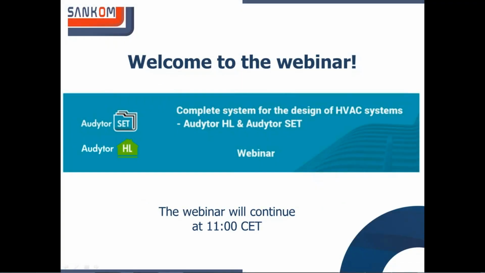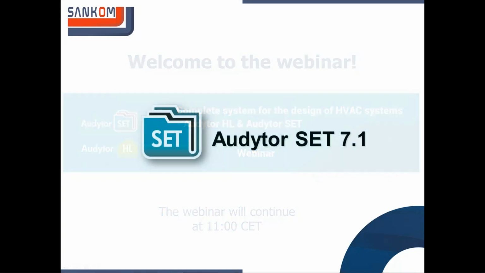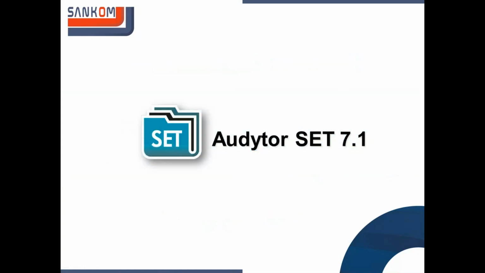All right, so we are going to start in a moment the second part of our presentation. In the second part, I will speak about Audytor SET, the program to design the heating, cooling, and internal water supply systems. The newest version of Audytor SET is 7.1. Again, available as Audytor brand name or in branded version.